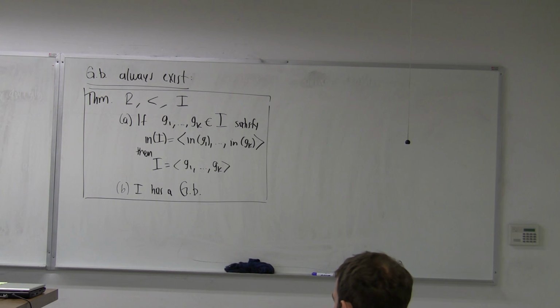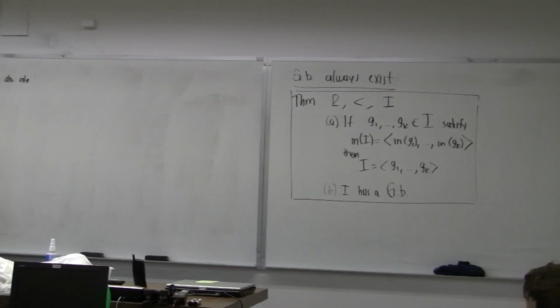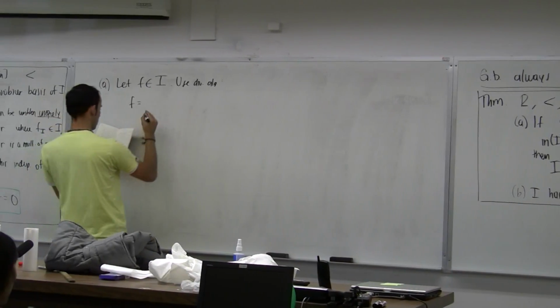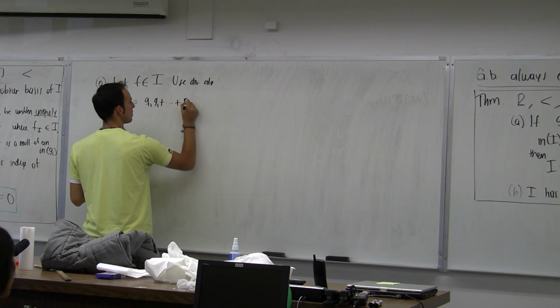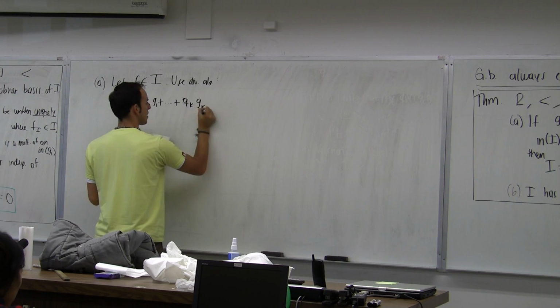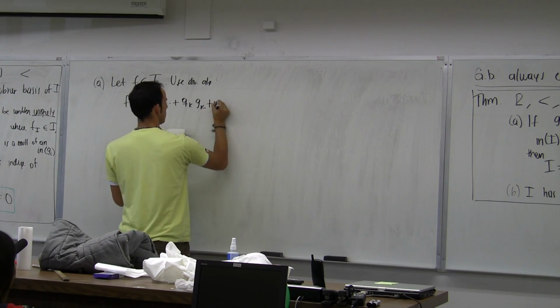To show that I is generated by these guys, we take some polynomial F in I and we generate it. So we use the division algorithm and we get that F is equal to q1 g1 plus etc. plus qk gk plus R.